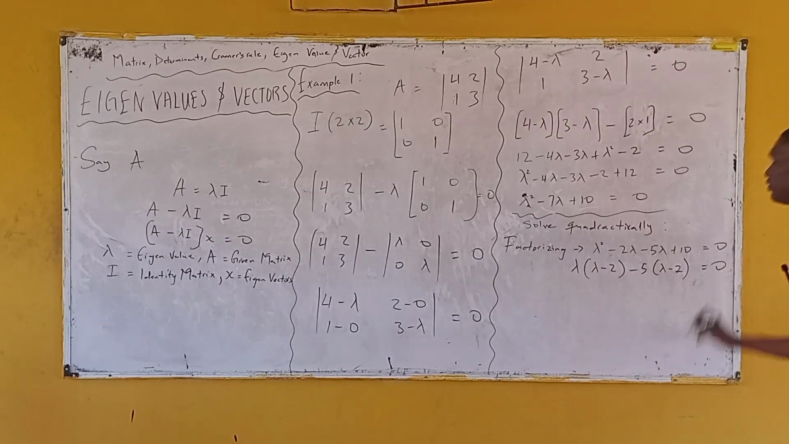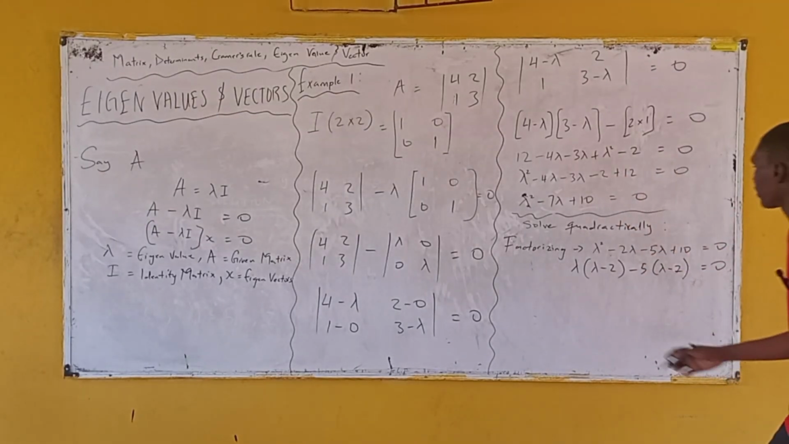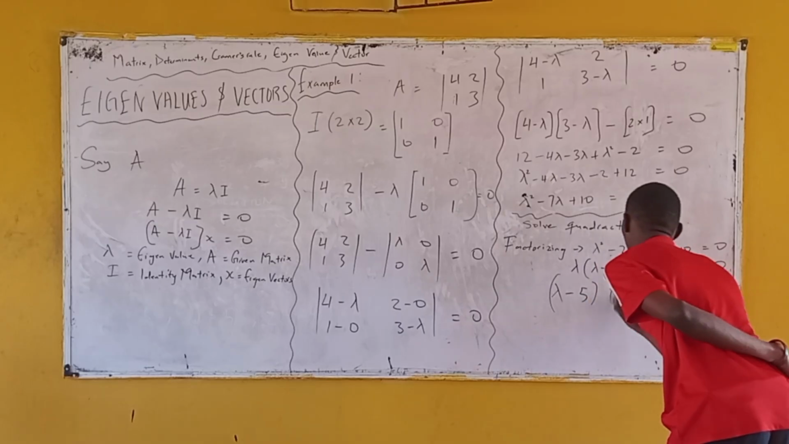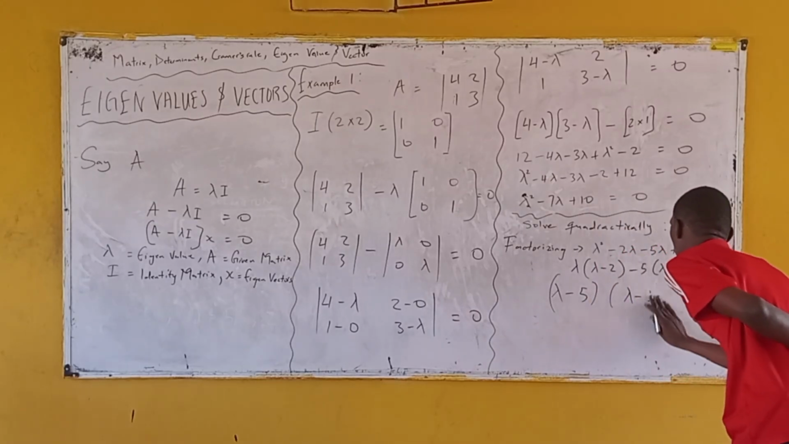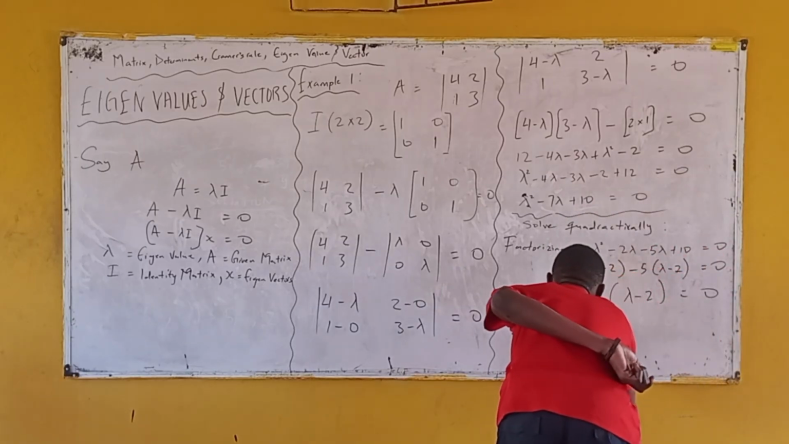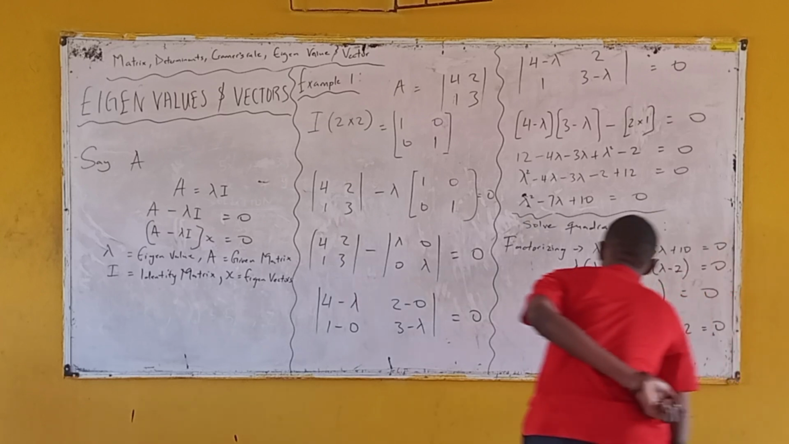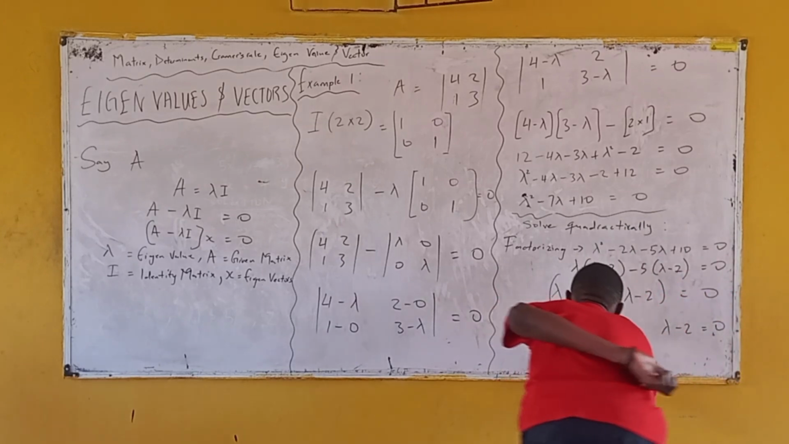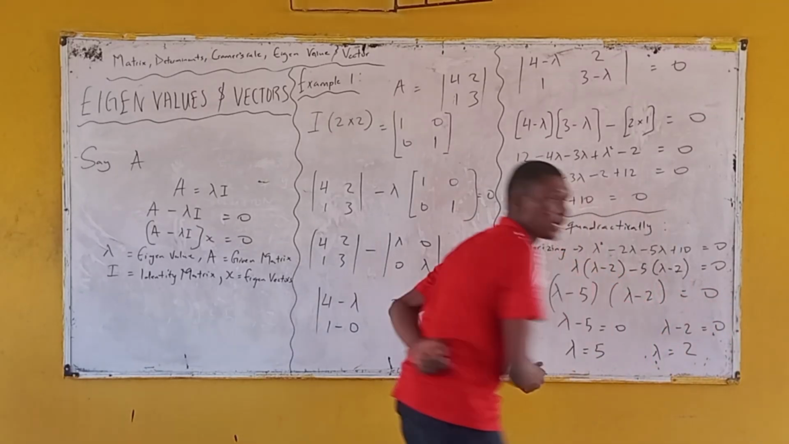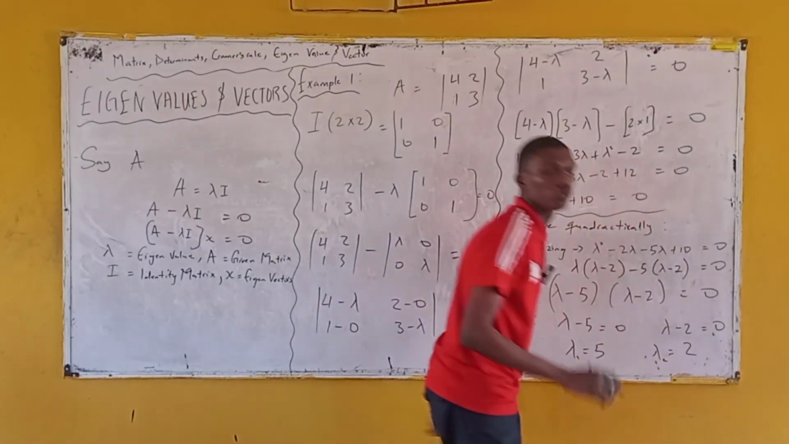Is equal to what? 0. Are we together? Are we sure? So therefore we can say that (lambda minus 5) and (lambda minus 2) are equal to 0. Lambda minus 5 equals 0, lambda minus 2 equals 0. So lambda can be equal to 5, and lambda can be equal to 2. So therefore we can say that this should be our lambda 1 and this should be our lambda 2.